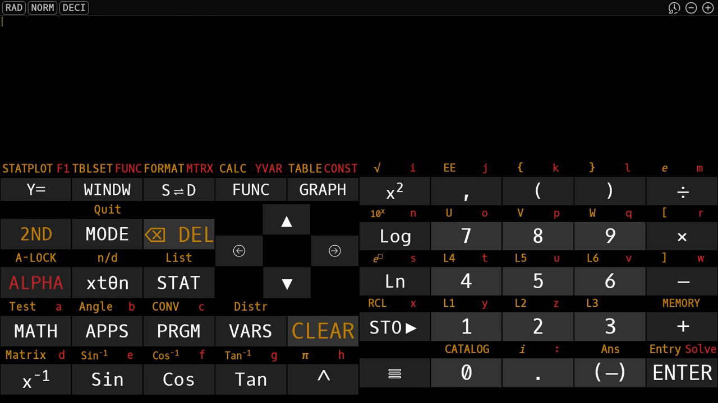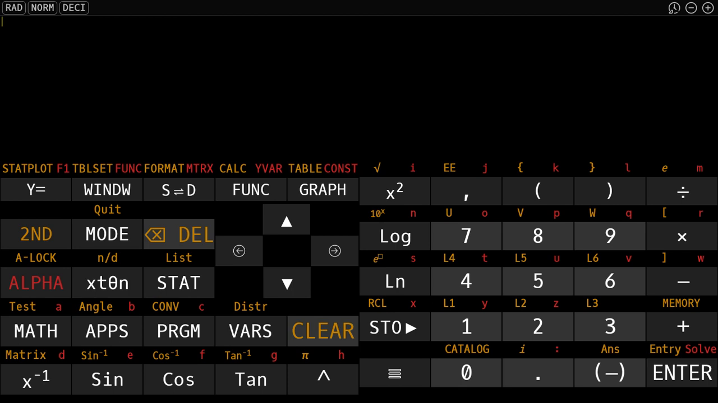Okay, so this is the calculator oriented as it would look on a laptop. If you put it on a phone, it looks more like a traditional TI-84. And so if it looks a little disorienting to you this way, put it on your phone and it should look more normal to you.